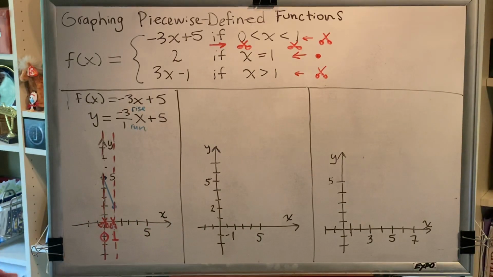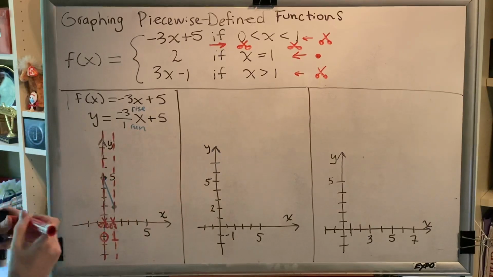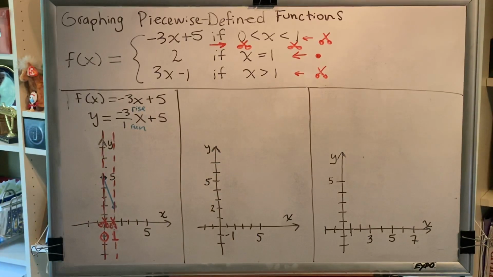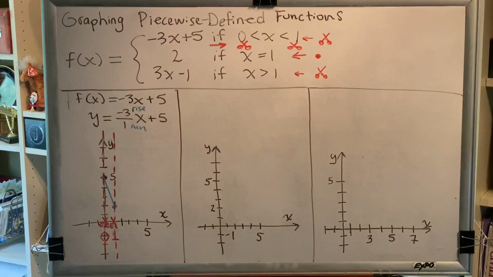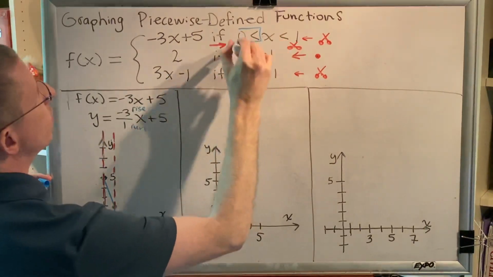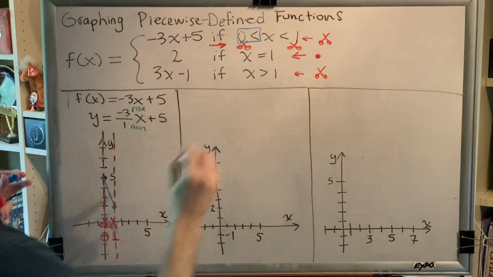Now, I am required to put open or closed dots where the blue curve meets the red cut. So let's take a look at what kind of symbols we'll use. The 0 is associated with the less than symbol. That's an open dot.